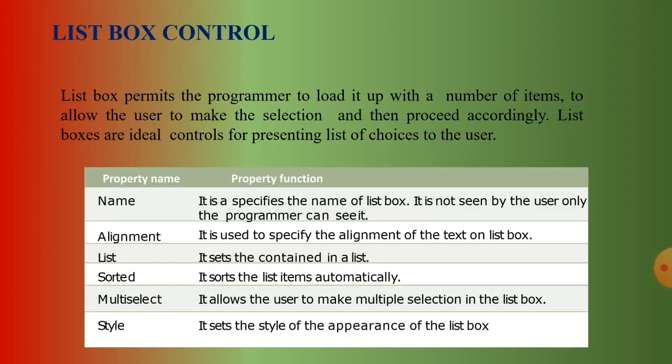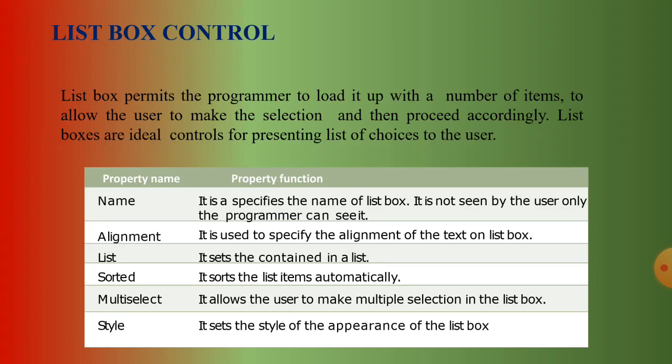Next, sorted. It sorts the list items automatically, in alphabetical order or numerical order. Multi-select allows the user to make multiple selections in the list box. By default it is a single selection. Suppose in a list box I want to select 3 items, then we must make this property multi-select. So we must go to the properties and select multi-select, so that we can select multiple items in the list box.